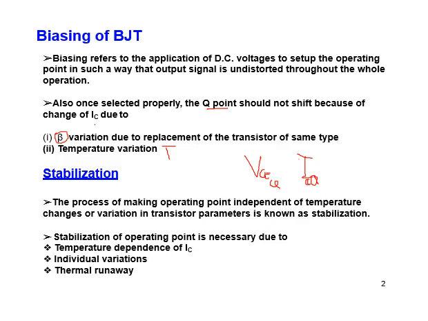So the collector current depends on two factors: the current gain of the transistor and the temperature. The process of making this collector current independent of beta and temperature is called stabilization. So stabilization is a process of making the collector current independent of the changes in either current gain or temperature. Stabilization of the Q point is necessary due to the temperature dependence of the collector current, individual variations and thermal runaway.